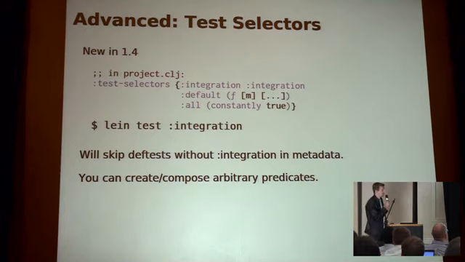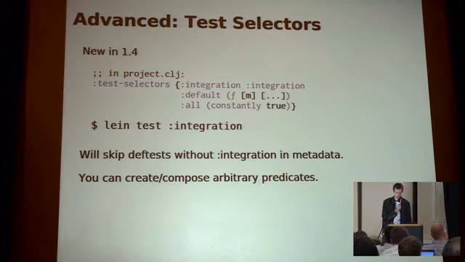So for the test selectors, there's a map of keywords to predicates. The predicate can be any kind of function, keyword, fn literal, or whatever.